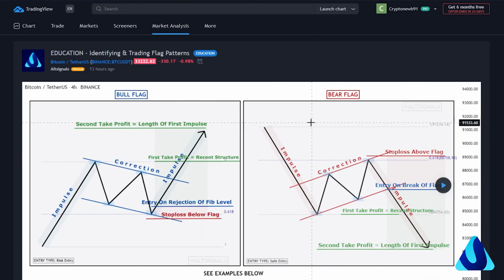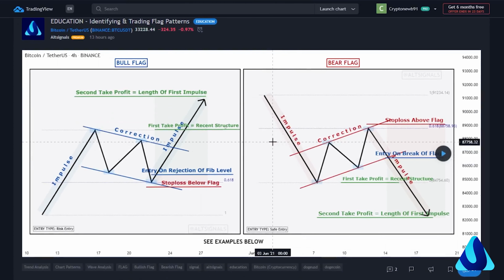So risk entry, so called risk entry because we haven't got many confirmations apart from the bounce off the Fibonacci level. Price may have the potential to go lower for a deeper correction before moving up, whereas the safe entry, the confirmation that it is a valid flag, would be the break of the flag pattern.